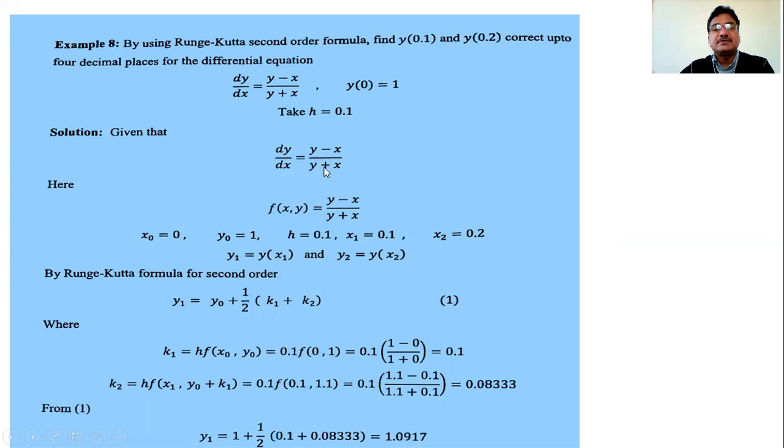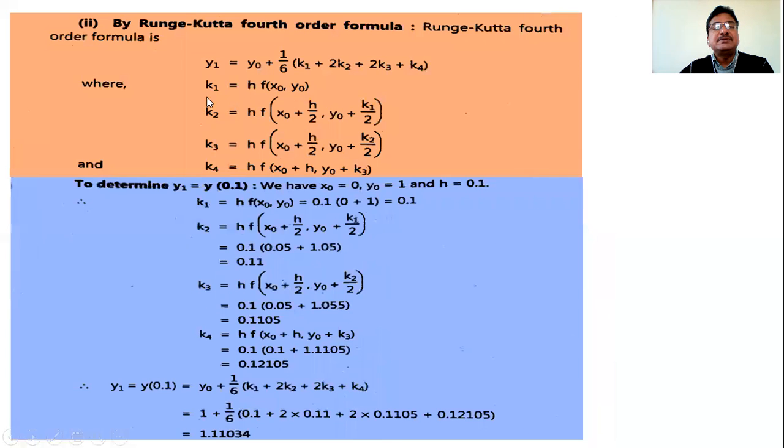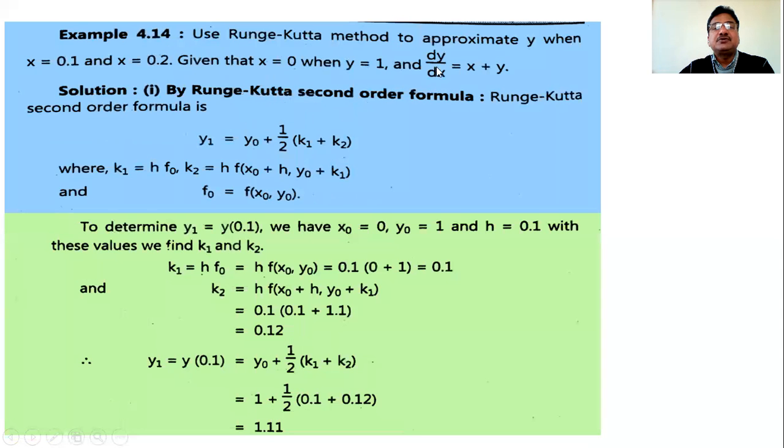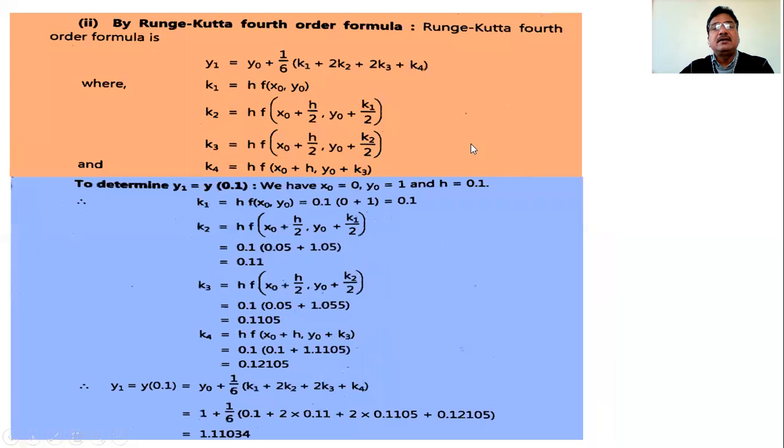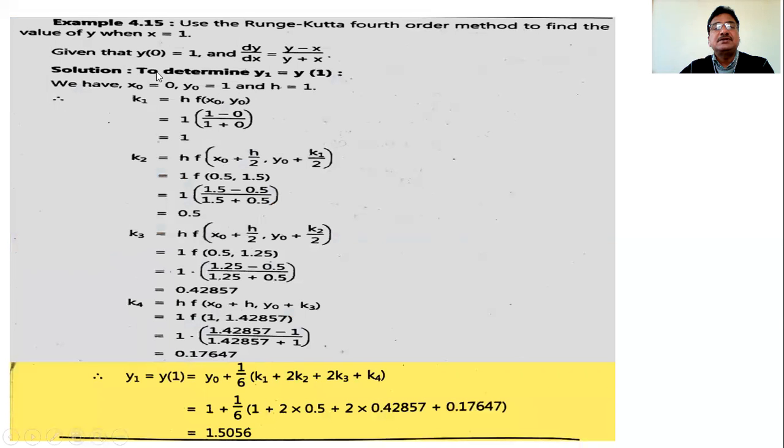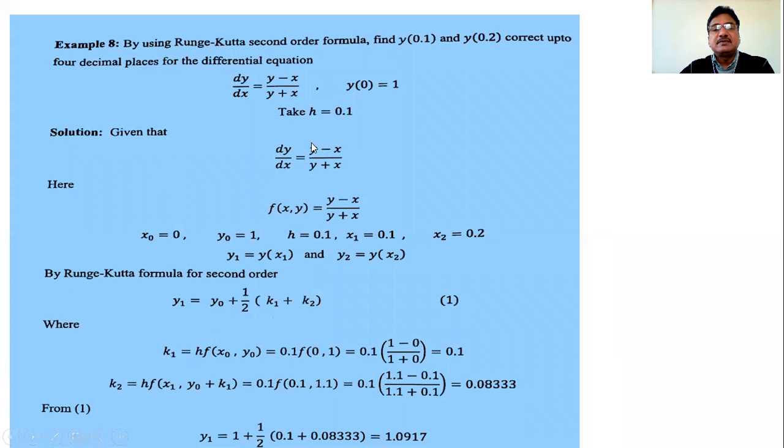That is, dy by dx is f of x, y. So write in these two problems that f of x, y is x plus y. Again, here write first that f of x, y is y minus x divided by y plus x. Similar to this, dy by dx is this. So f of x, y is y minus x divided by y plus x.